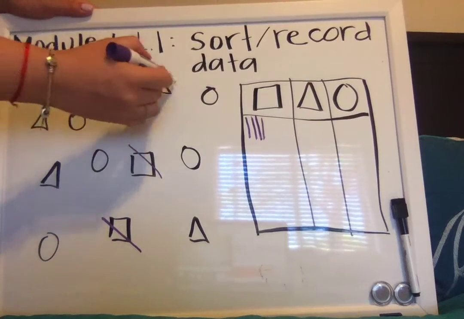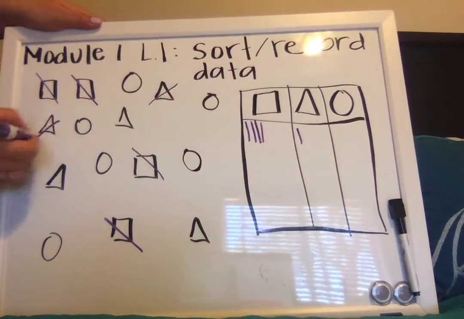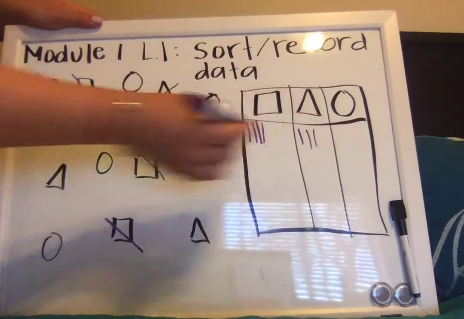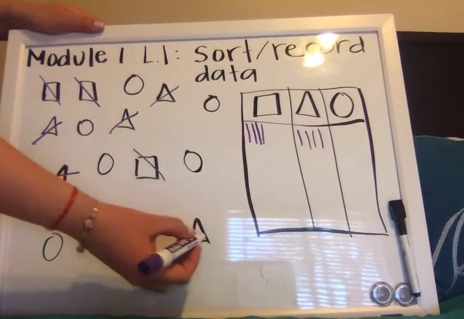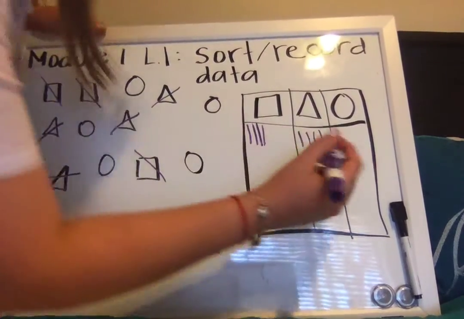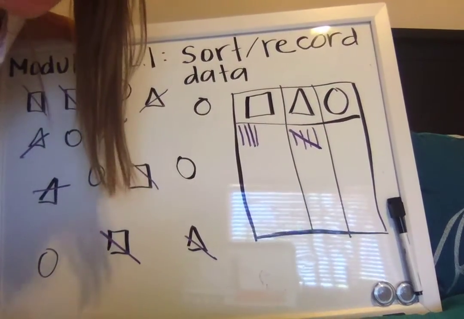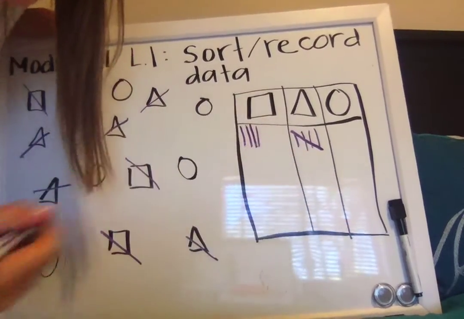Next, I'm going to go to the triangles. Ready? I'm going to start at the top. Oh, here we go. There's one. Oh, there's two. Three. Oh, four. Oh, and guess what? We have the fifth one. So now I get to make my tally across. And as soon as I look at this, I know that there's 5. I don't even need to count them.